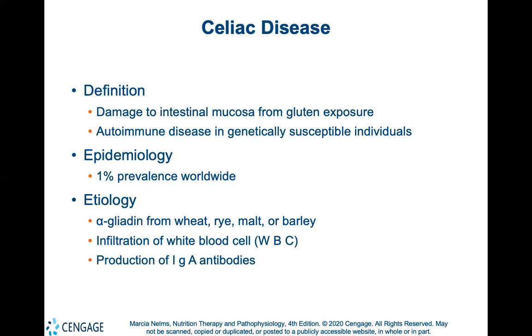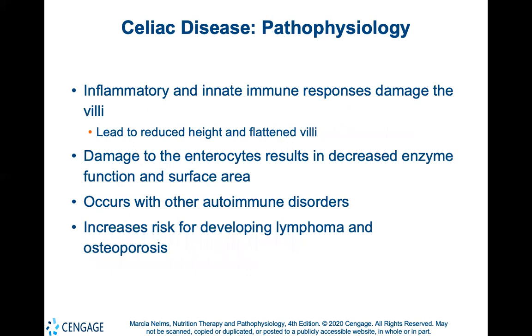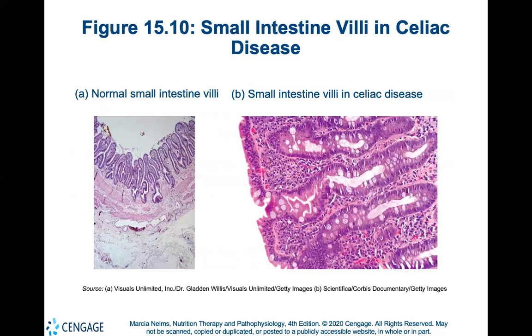When the small intestine is exposed to a specific sequence of amino acids found in the protein portion of gluten and barley, there is a toxic inflammatory response. The immune response to the gluten signals T lymphocytes to produce various cytokines, which in turn direct the inflammatory response. Figure 15.10, small intestine villi compared to those in celiac. So you see the normal small intestine villi and the small intestine villi in celiac disease.